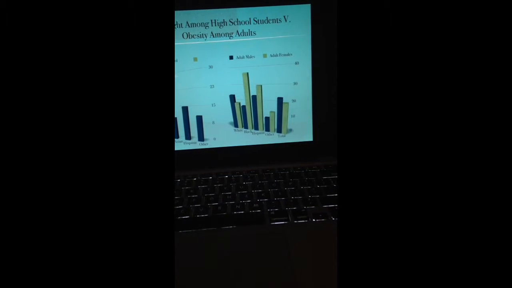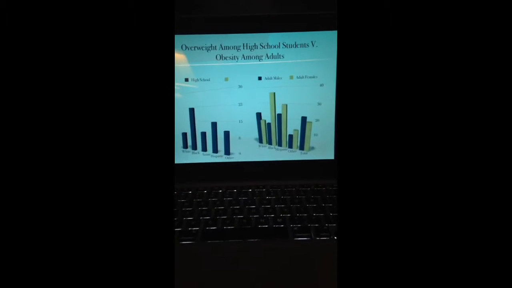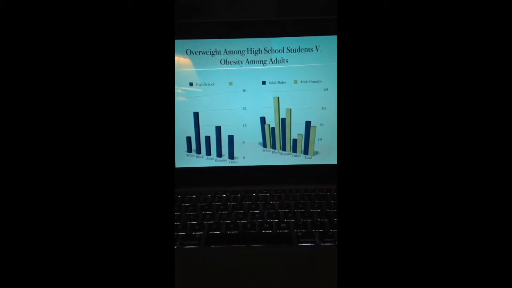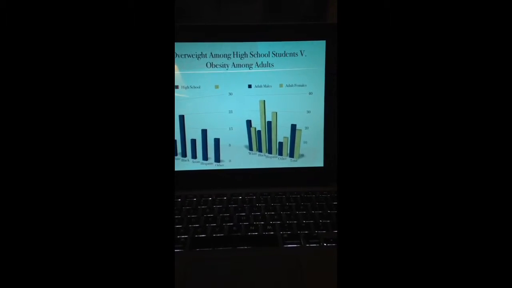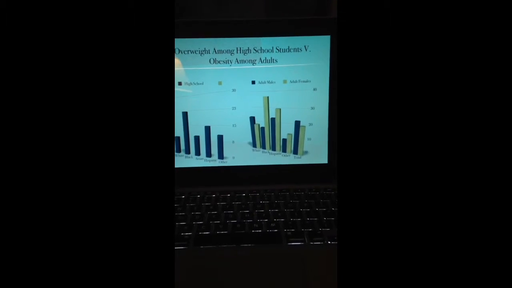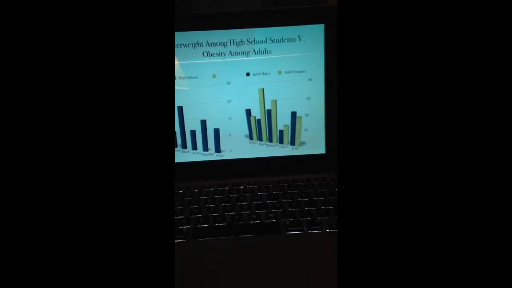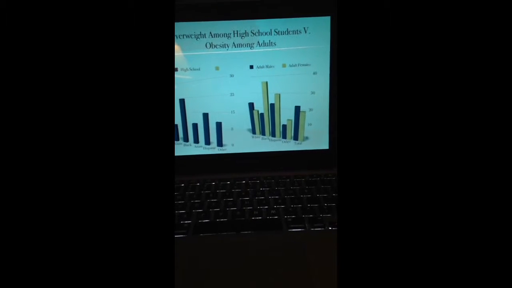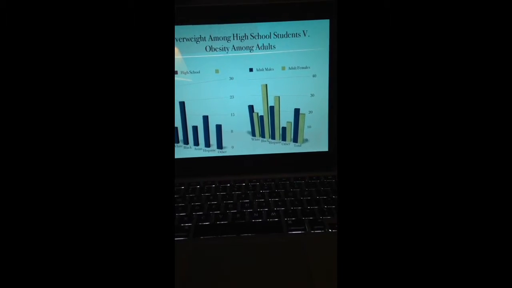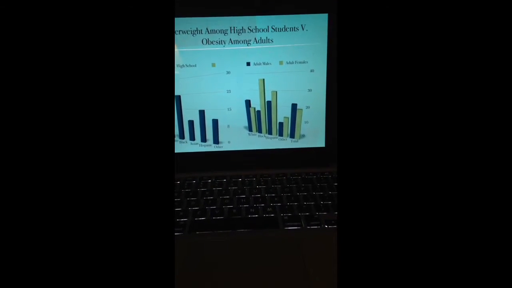So next we have two charts that I have created with information that I found. The first one on the left shows overweight among high school students versus obesity among adults. Like I stated earlier, overweight isn't as high on the BMI chart as obesity is. Obesity is a larger BMI than overweight. We should all strive to be normal weight. So it goes from normal to obesity to severely obese to morbidly obese. This is a little different on the charts, but you get the point.